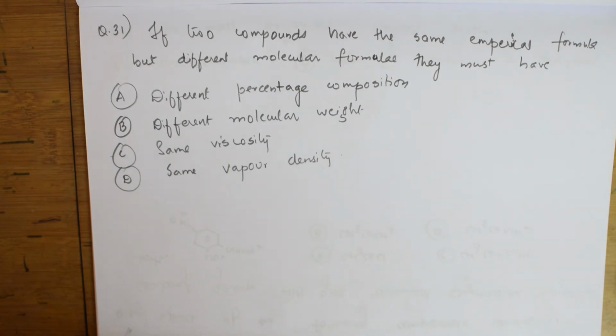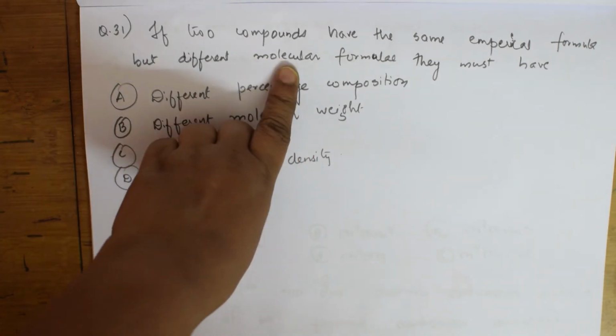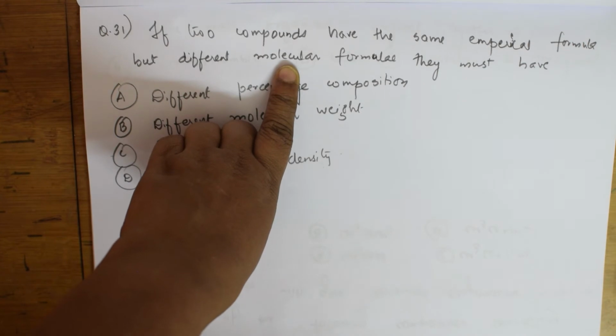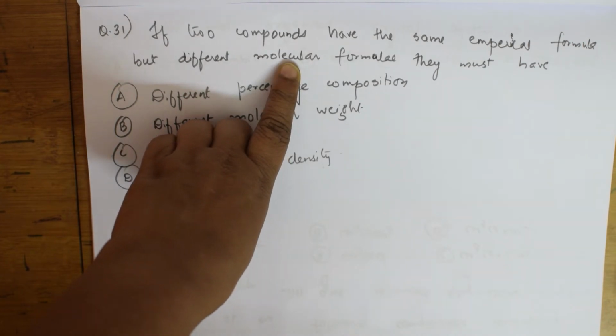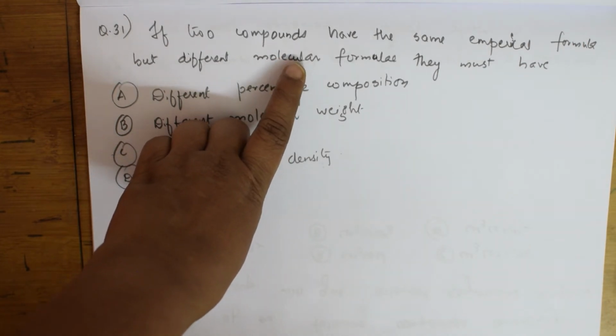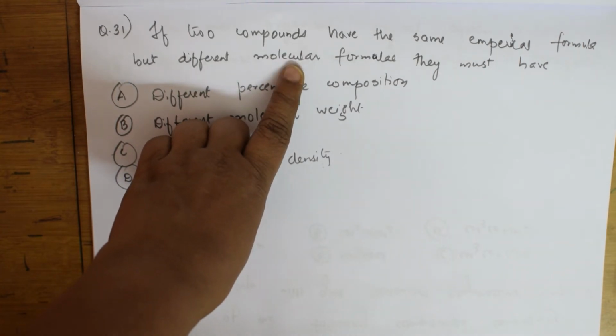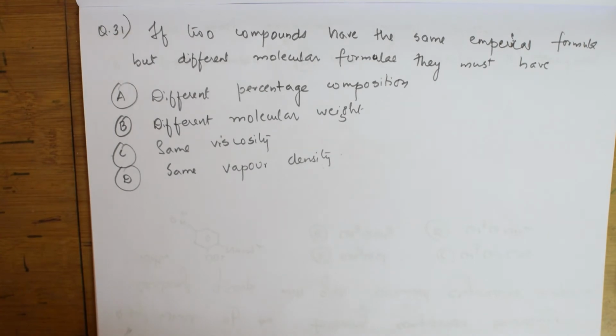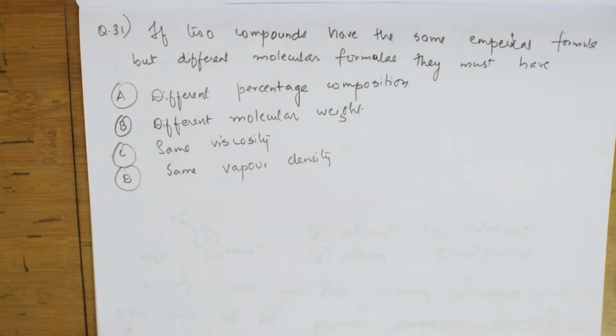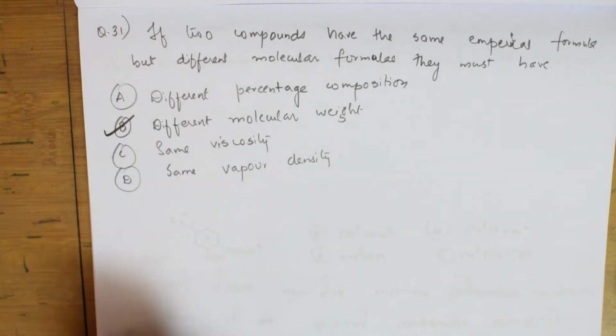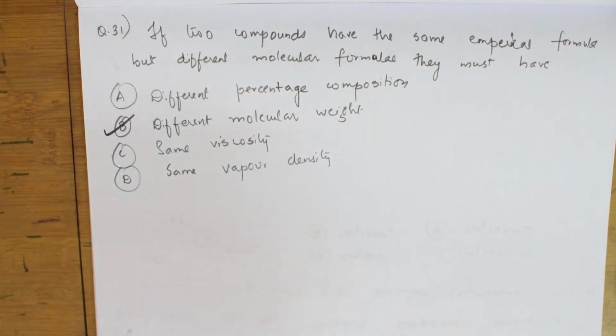Yes, right, students? Once again, if molecular formula is different, the number of atoms, carbon may increase, hydrogen may increase, oxygen may be there. So if molecular formula is different, then molecular weight also will be different. Option B is the correct answer. So hope this is clear, students. Right, let me come back and do some more questions.